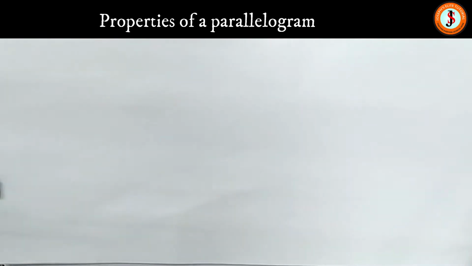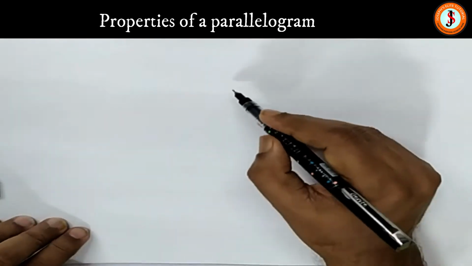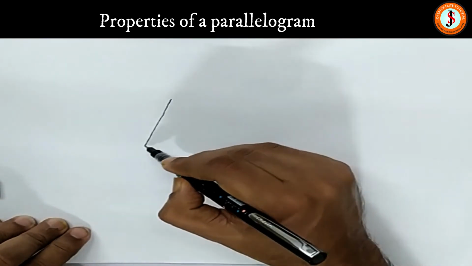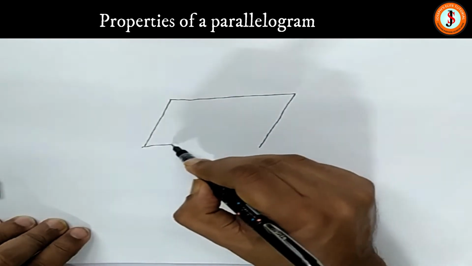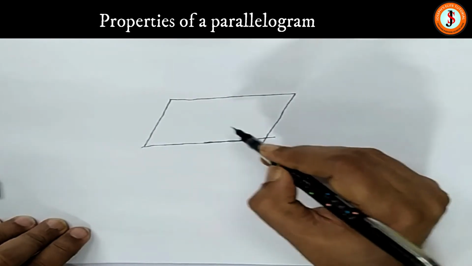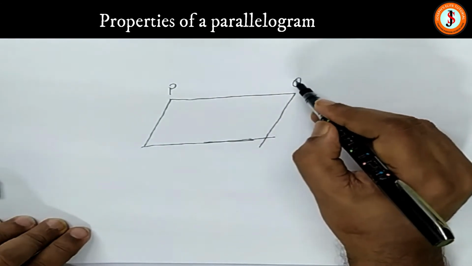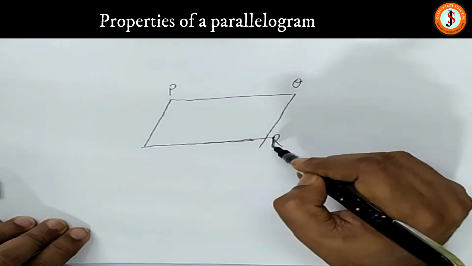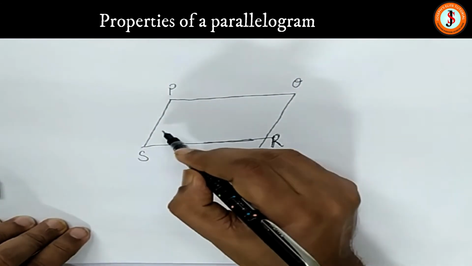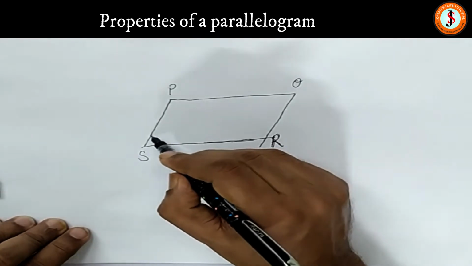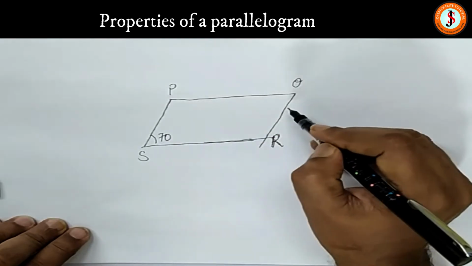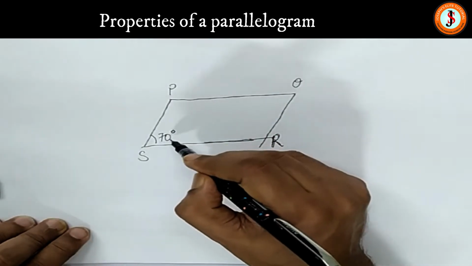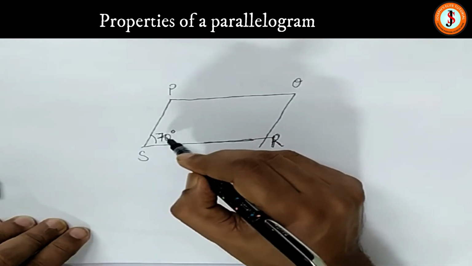So if we know one angle of a parallelogram, we can find out all the other angles, isn't it? Suppose we say PQRS is a parallelogram. So what will happen? Have a look. What happens if this is 70? Then every consecutive pair sums to 180, isn't it, Sachin? Every consecutive pair sums to 180.